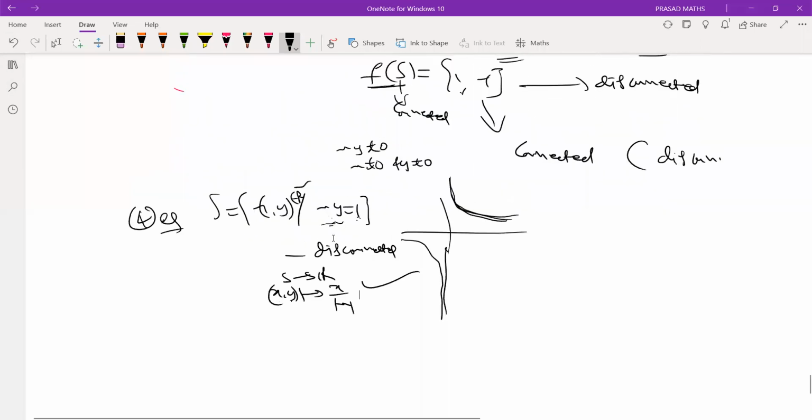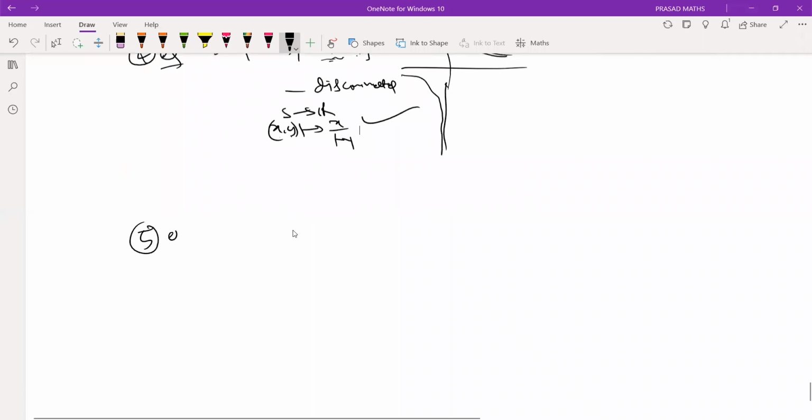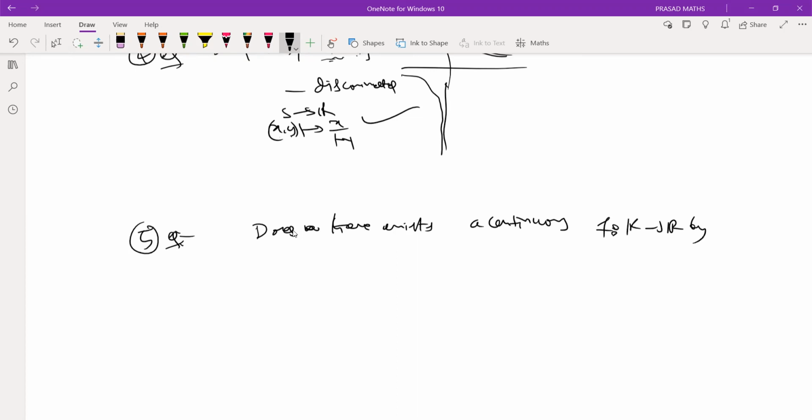Next is the fifth one. Suppose you have a problem like this. Does there exist a continuous function f from R to R such that f takes irrationals to rationals and f takes rationals to irrationals? So does there exist a continuous function? This is a very, very important problem.